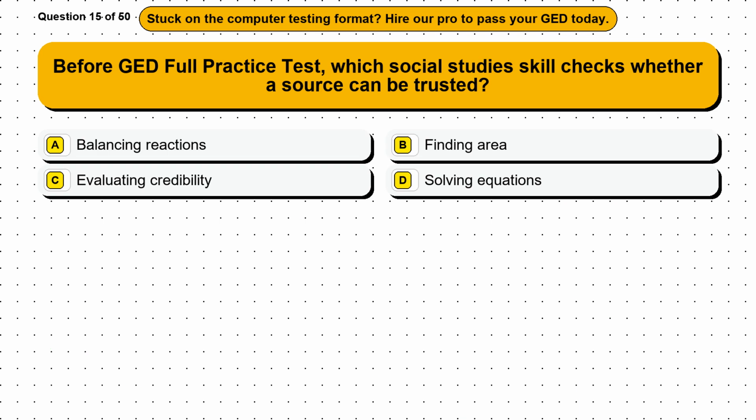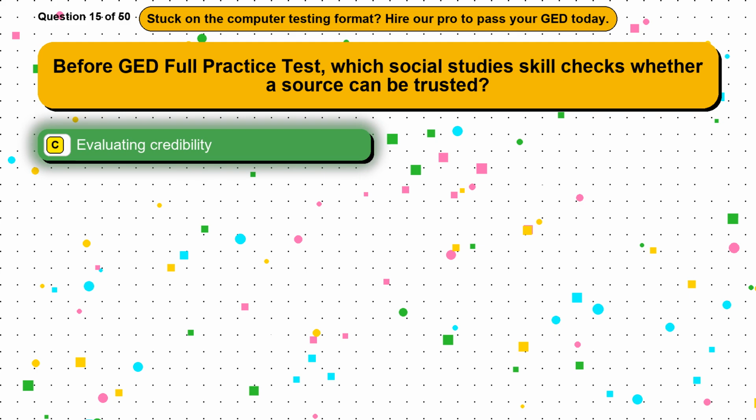Question 15. Before GED Full Practice Test, which social studies skill checks whether a source can be trusted? Option A balancing reactions. Option B finding area. Option C evaluating credibility. Option D solving equations. The correct answer is option C. Evaluating credibility.